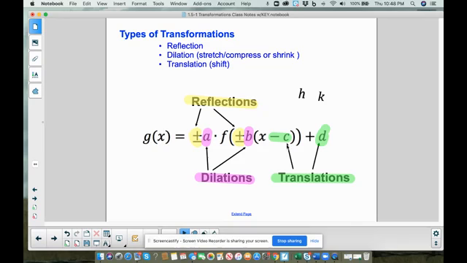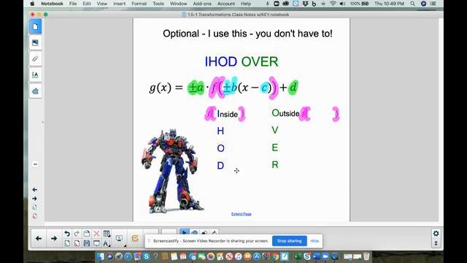For instance, these translations, we know they shift them, but which of these letters moves it up or down, and which one moves it left or right? There's two letters here, two different coefficients that could stretch our function. One of them is going to stretch it so it's tall and skinny, and the other one's going to stretch it so it's short and wide. How can you tell which one's which? Well, I use something called IHOD over. It's optional. I don't think that's normally taught at Tompkins, but this is how it works.